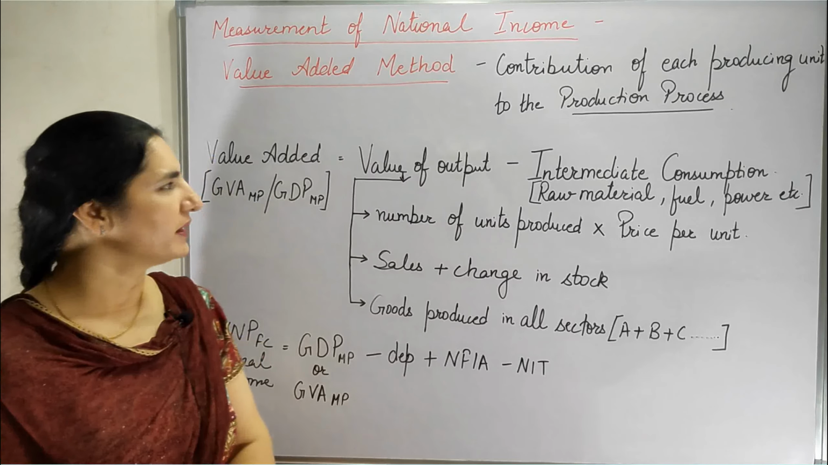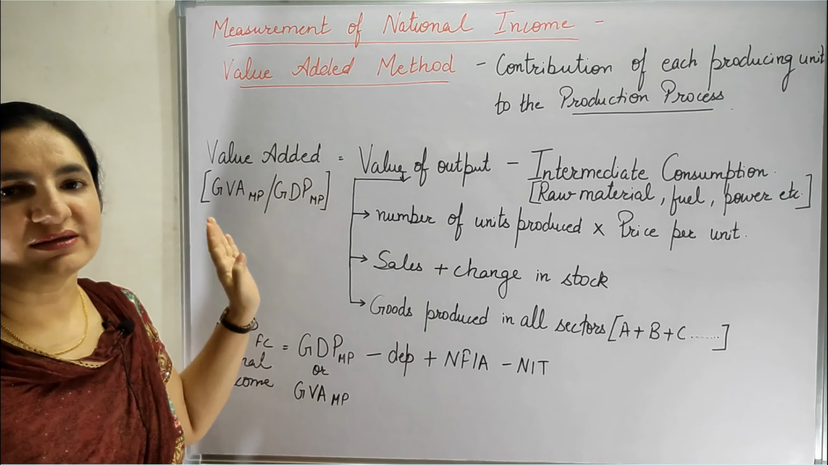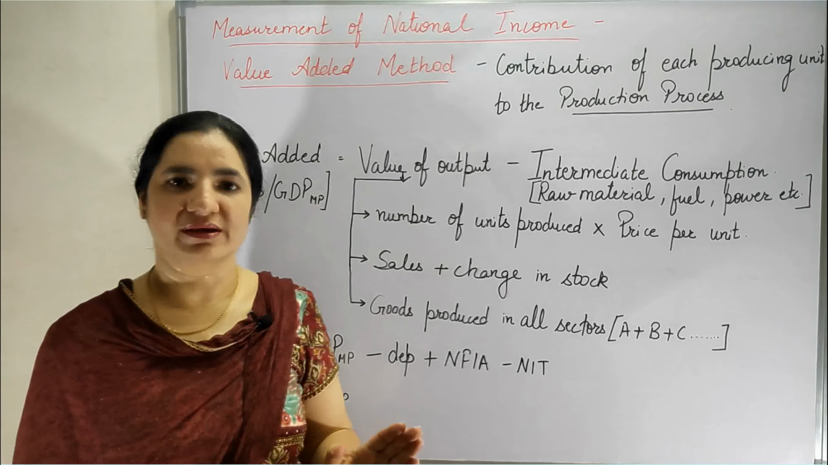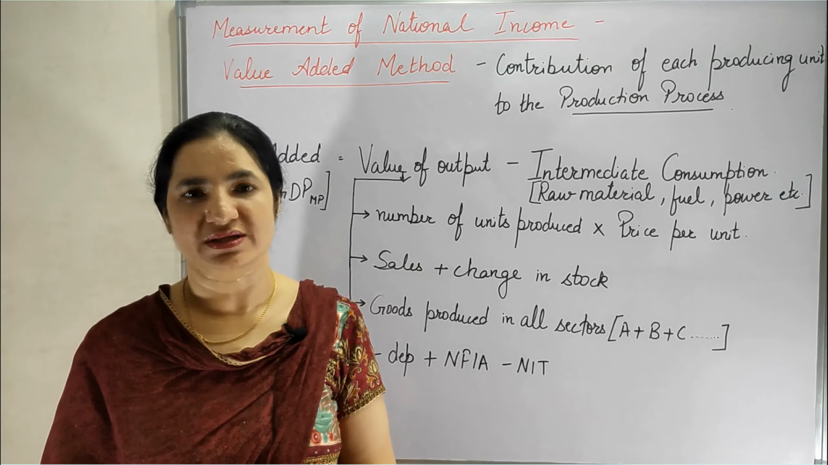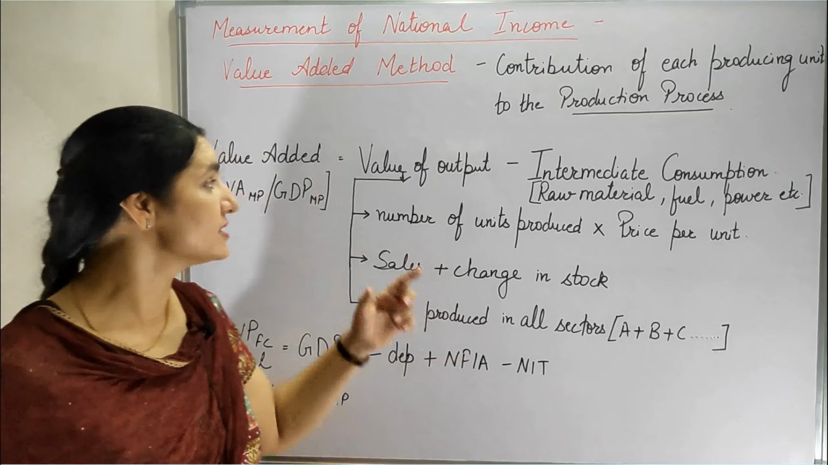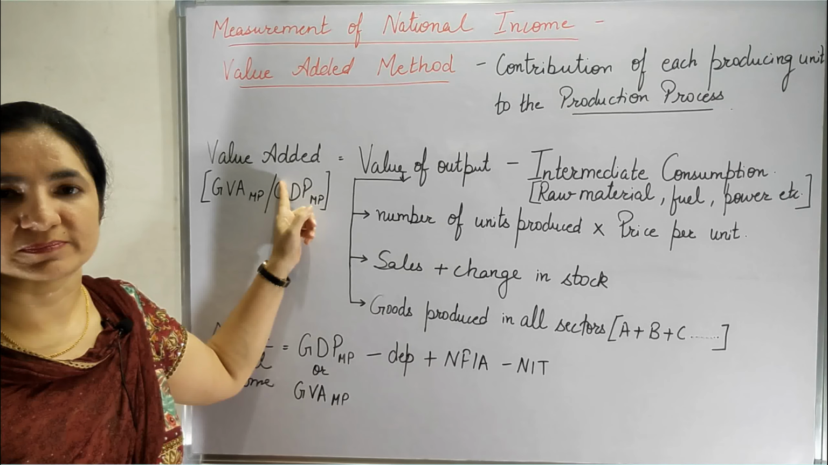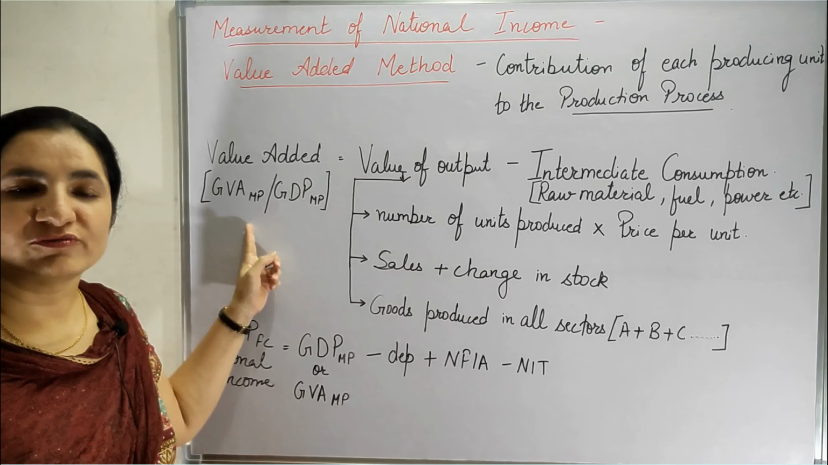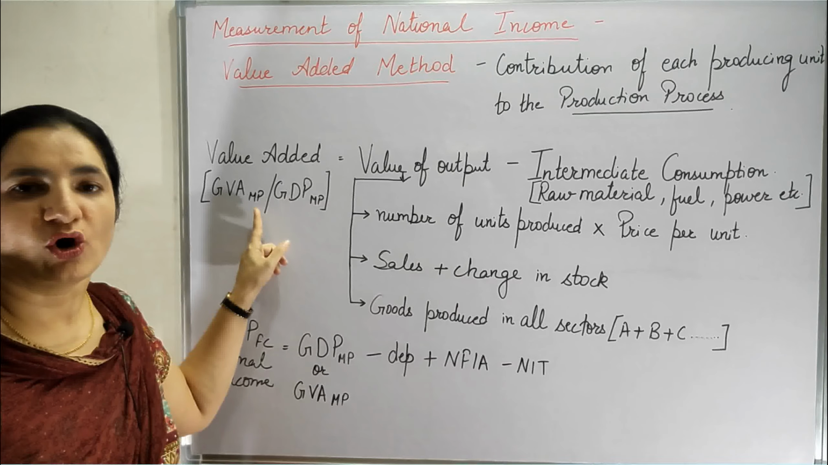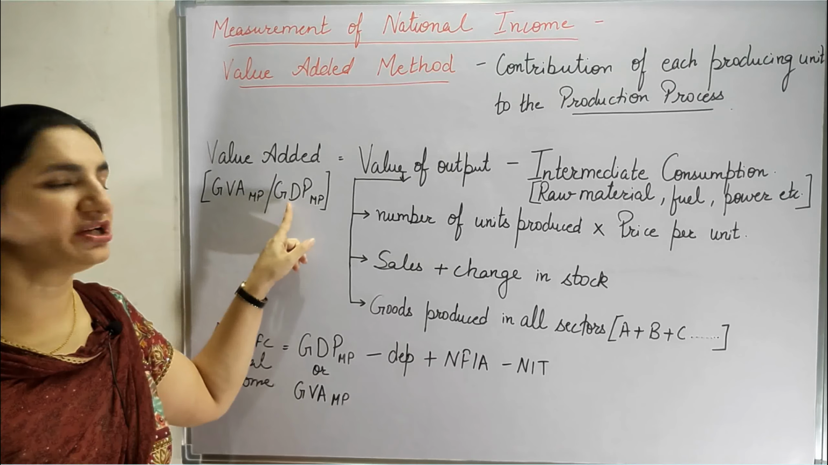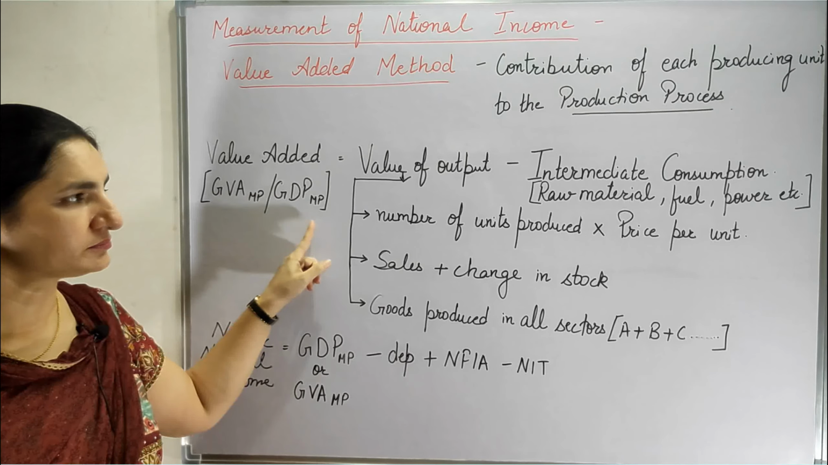Now, in this method, value added is to be calculated for various sectors, and the various sectors in the economy here means we are having three sectors: primary sector, secondary sector and tertiary sector. The income generated, that is the value added to all the intermediate consumption, is to be added for all the sectors to arrive at gross value added at market price, or it can be said that GDP at MP, that is gross domestic product at market price.